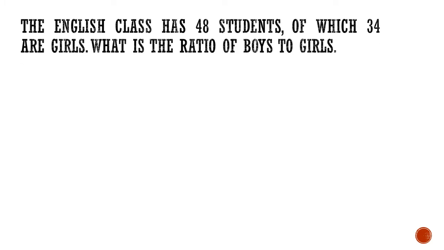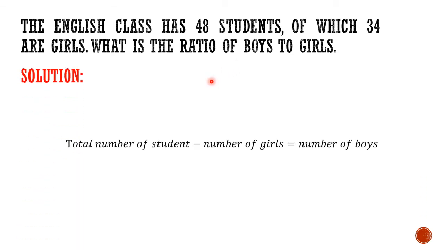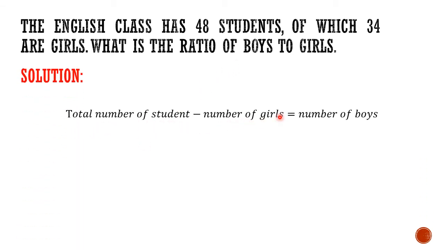Let's have another example. The English class has 48 students, of which 34 are girls. What is the ratio of boys to girls? So dito, sinasabi na yung English class, meron daw siyang 48 na students. Na kung saan yung 34 ay girls. So pinapahanap yung ratio ng boys to girls. Dahil dito, hindi define yung number ng boys, we need to find the number ng boys. So for us to do that, the solution, total number of students minus number of girls is the number of boys. So we have 48 minus 34 is equal to 14.